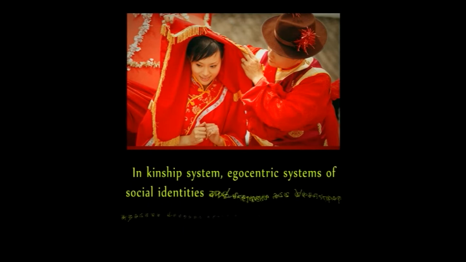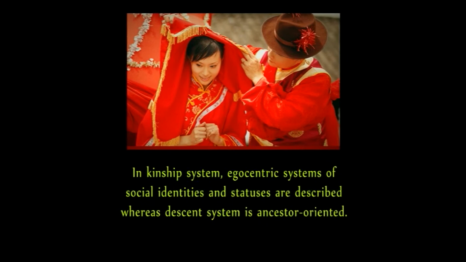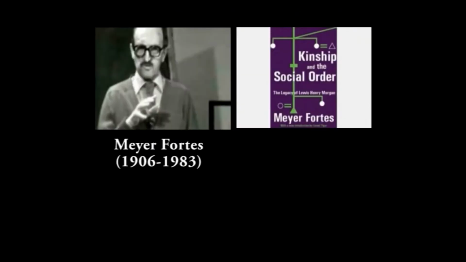Now, kinship and descent. In order to know the genealogical connection among the members of a society, it is necessary to distinguish the concept of descent from that of kinship. In kinship systems, egocentric systems of social identities and statuses are described, whereas a descent system is ancestor-oriented. Pôrto distinguishes between descent and filiation.